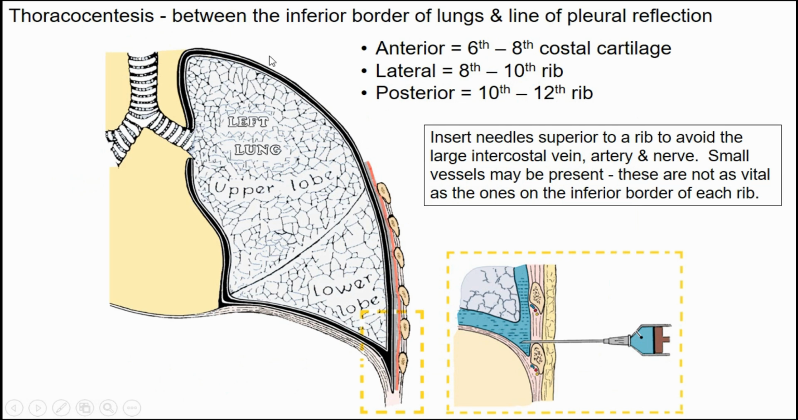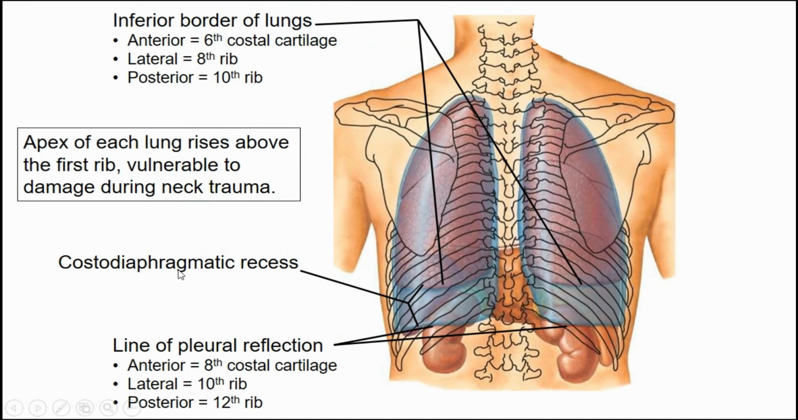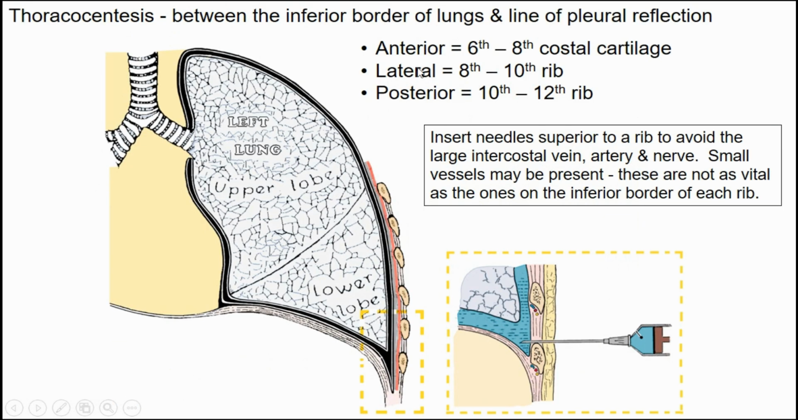So if we need to conduct a thoracocentesis, we need to pull fluid, ideally we don't want to put the needle someplace where we're going to stick it into the lung parenchyma, or the lung structure itself. So we're going to try to get it right in that costodiaphragmatic recess. So we're going to try to find the space between the 10th and 12th rib posteriorly, or the 8th and 10th rib laterally, or the 6th and 8th costal cartilage anteriorly.